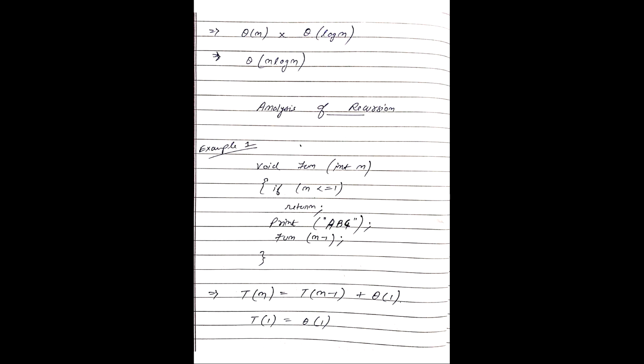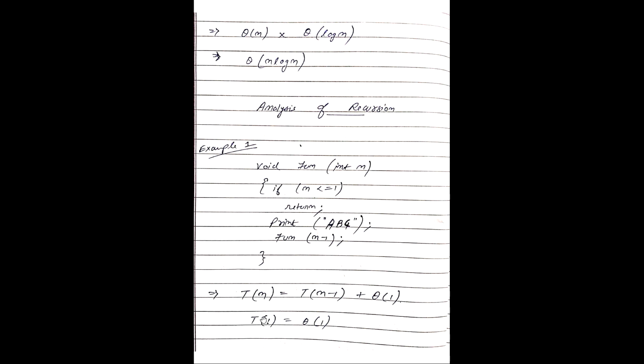Analysis of recursion. There is an example of recursion, a void function, and the parameter is int n. If n is less than or equal to 1, it would return, else it would print abc. For example, if we make the value 1, then yes, it would return. But if we make the value 10, then it would print abc 1 time, then 2 times, then 3 times, up to 9 times, and then for the 10th time it will return.